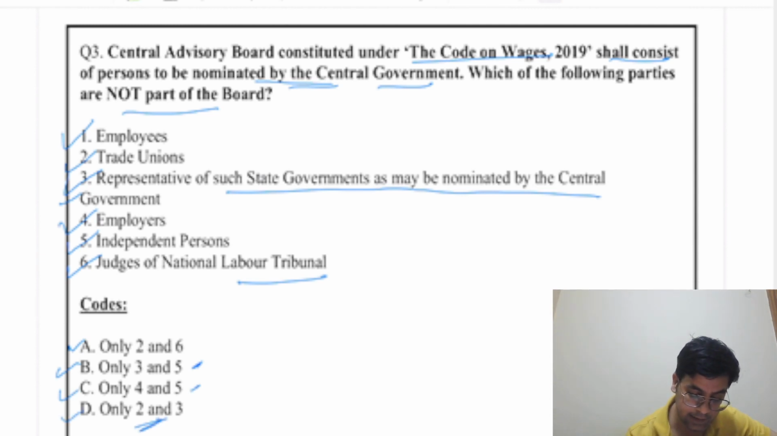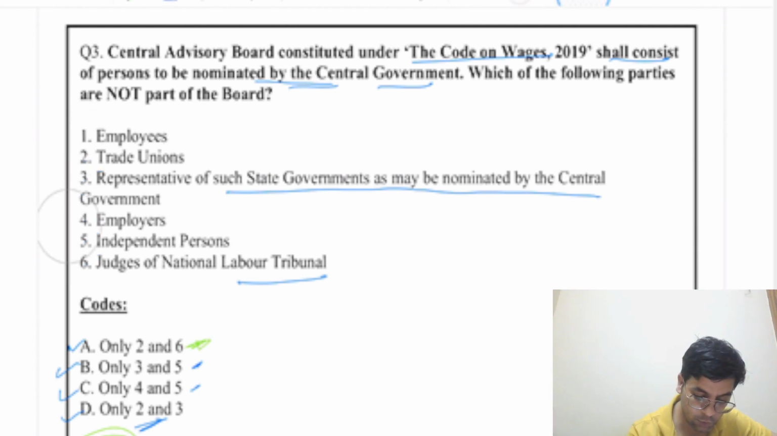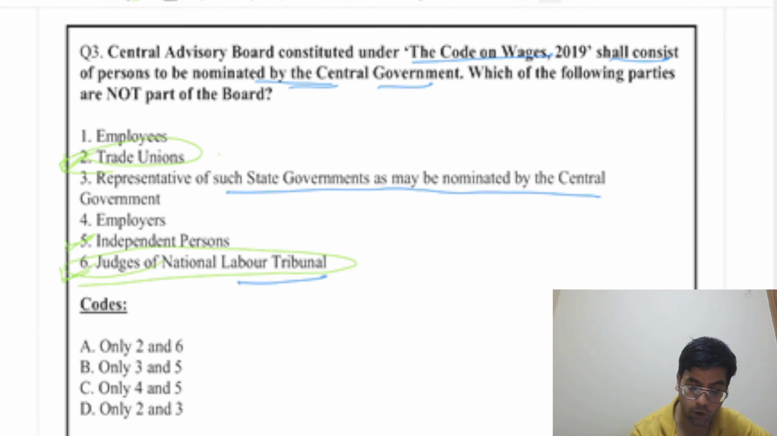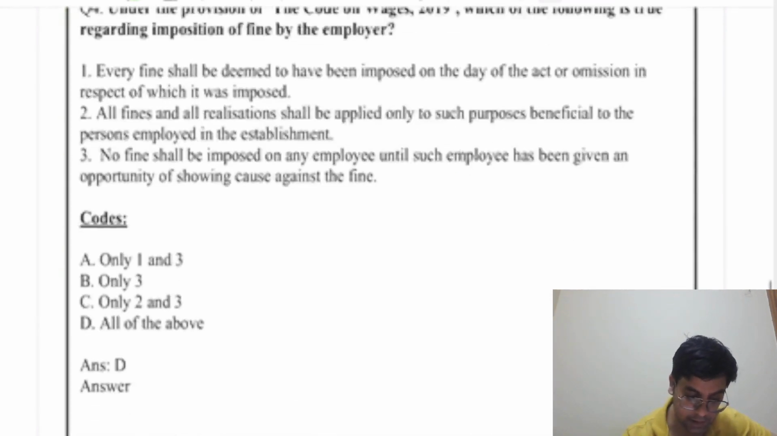And the correct answer is A, which is only 2 and 6. So only trade unions and judges of the National Labor Tribunal are not part of the board. Let's see question number 4.